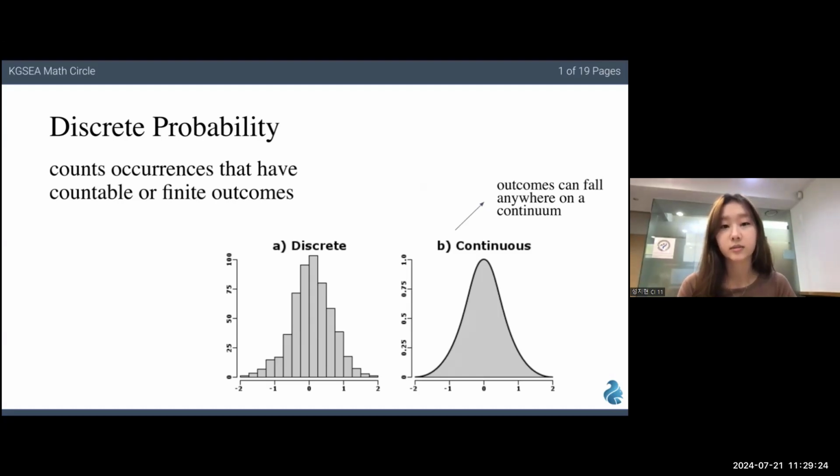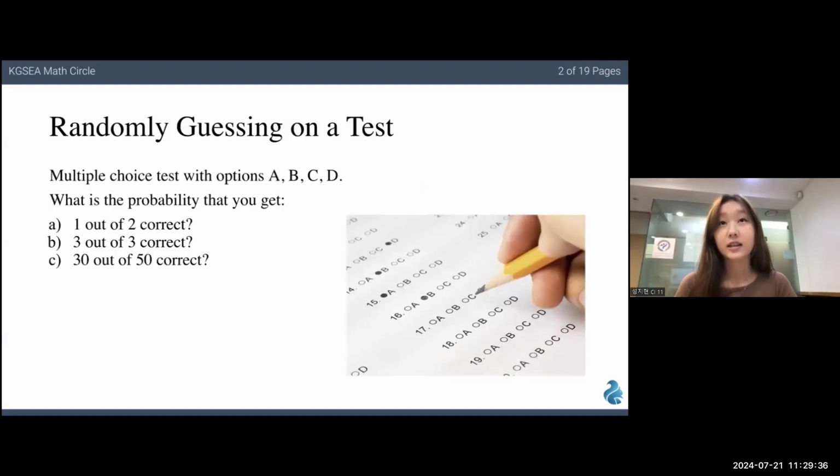So to talk about discrete probability today, I'll be using the calculator TI Inspire CX2, but you can use any others that have the statistics and probability functions. To put this in context, think about randomly guessing on a test, where you have a multiple choice test with options A, B, C, and D. What is the probability that you get 1 out of 2 correct, 3 out of 3 correct, or 30 out of 50 correct? To guess this, you might be thinking about the combinations of the questions and the probability 1/4 or 3/4.